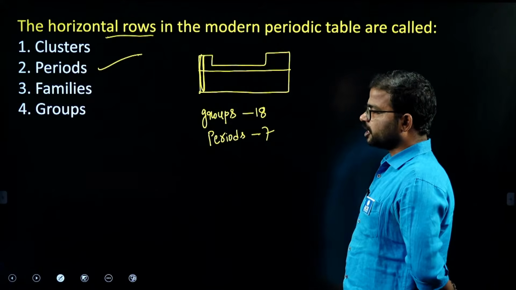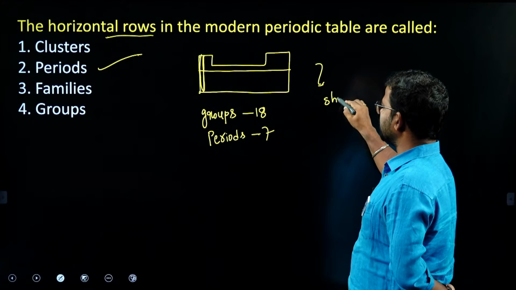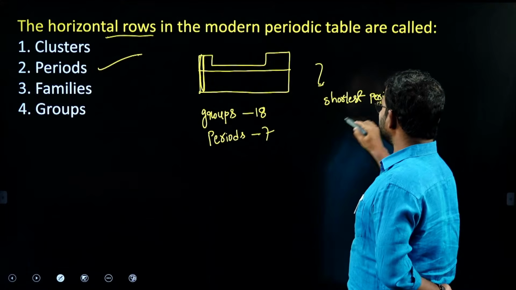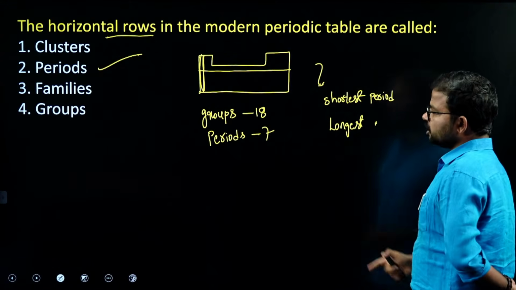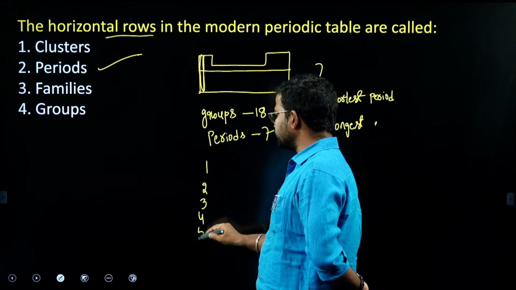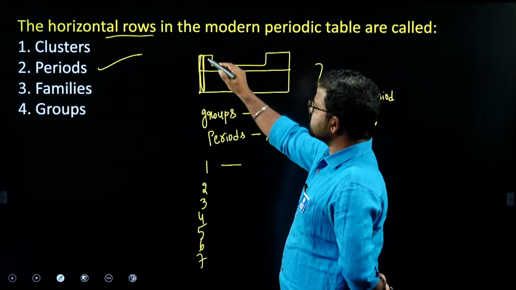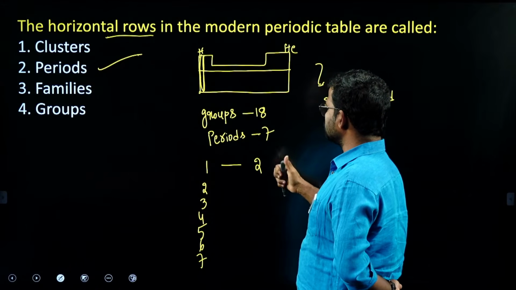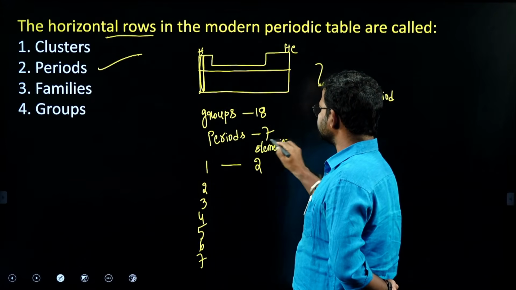But here I have a question for you: which is the shortest period and which is the longest period? Totally how many periods do we have? 7 periods. First period, second, third, fourth, fifth, sixth, seventh. In the first period, here is hydrogen and here is helium. Totally we have 2 elements only.